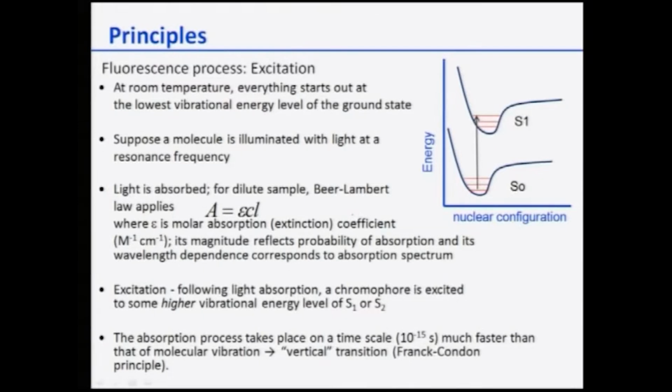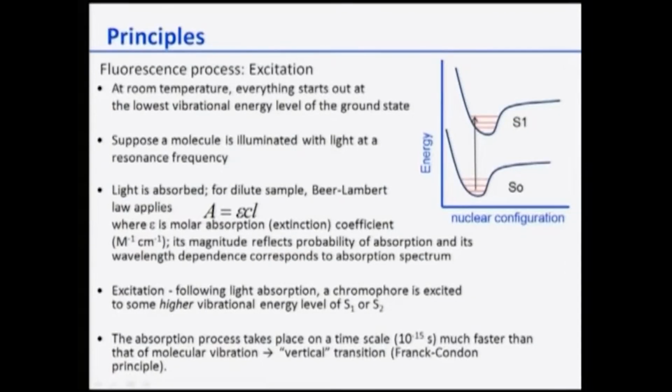At room temperature, everything obviously starts at the lowest vibrational energy level of the ground state, S0. And suppose we illuminate certain molecules, anything, it can be benzene, it can be an organic or non-organic molecule also, with light of reasonable frequency. And then what will happen? Light will be absorbed, and we can apply Beer-Lambert's law, as we have seen, A equals epsilon b c, where epsilon is the molar absorption coefficient, b is the optical path length, and c is the concentration.